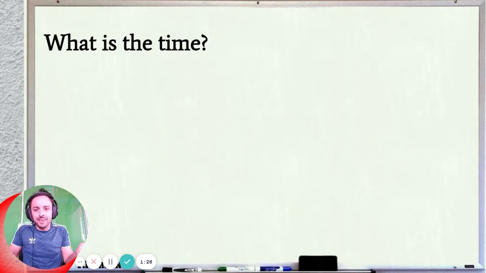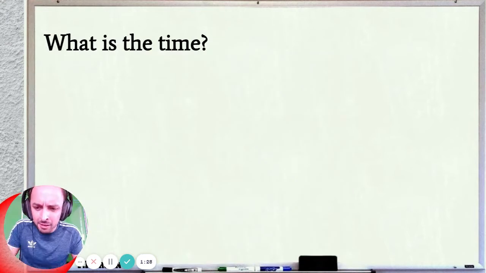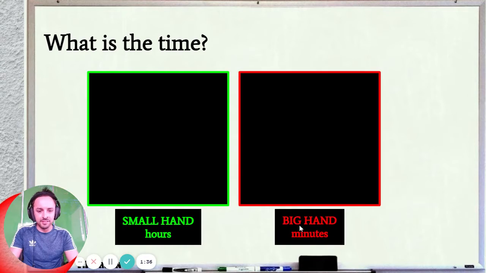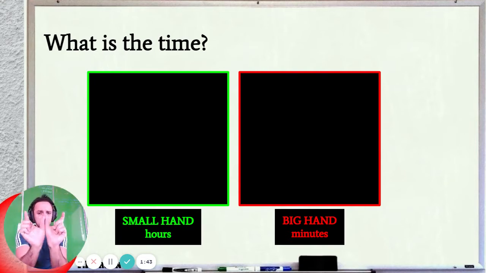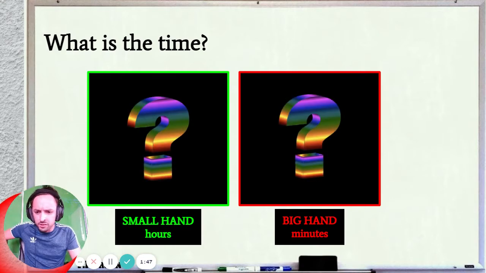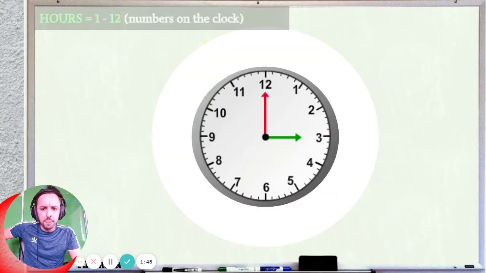Now what is the time? Time is hours, which is the small hand, and minutes, which is the big hand. Remember, time is hours and minutes. It's just 2 numbers. So what are these numbers? How do we find them out?